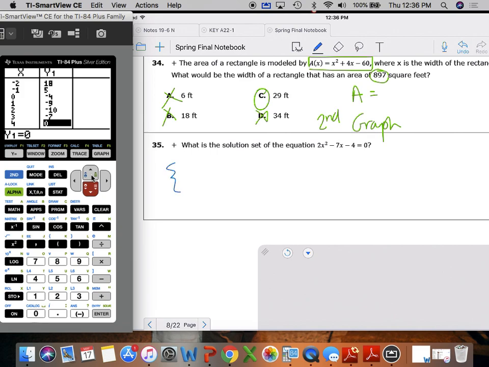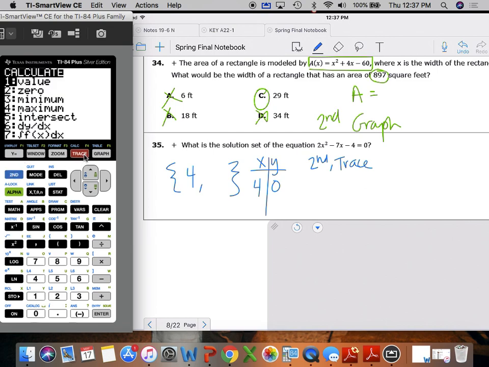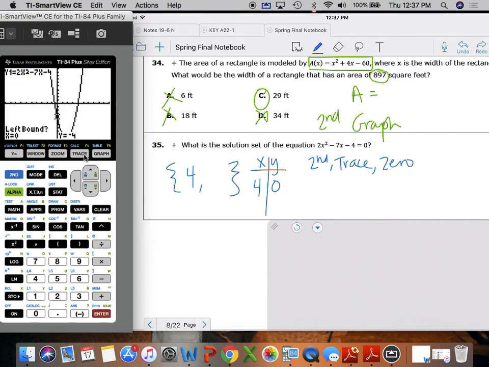My solution set is usually listed like this. So one of them, I looked on the table when y was 0, x was 4. For the other one, I need to go find this negative one right here. So I'm going to click second trace, because that really means calculate, and we want the calculator to do the calculating for us. Remember that 0 means the same thing as solution, which means the same thing as x-intercepts, which means the same thing as roots. So I click option 2.